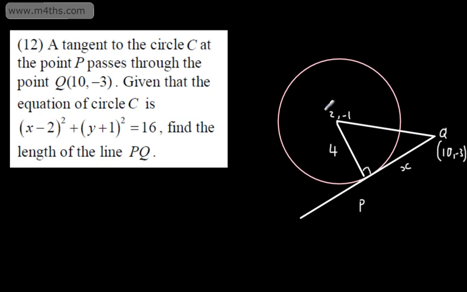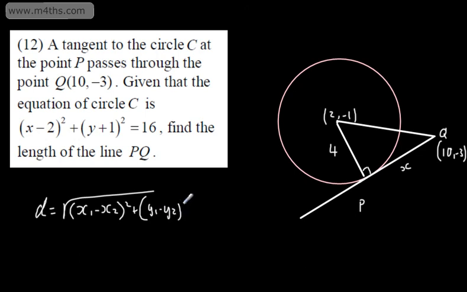We can find the length of now the centre to Q by using the distance formula. So we can say that the distance is going to be the square root. Now, in general, it's x1 minus x2 all squared plus y1 minus y2 all squared. And we've seen this in the video before.